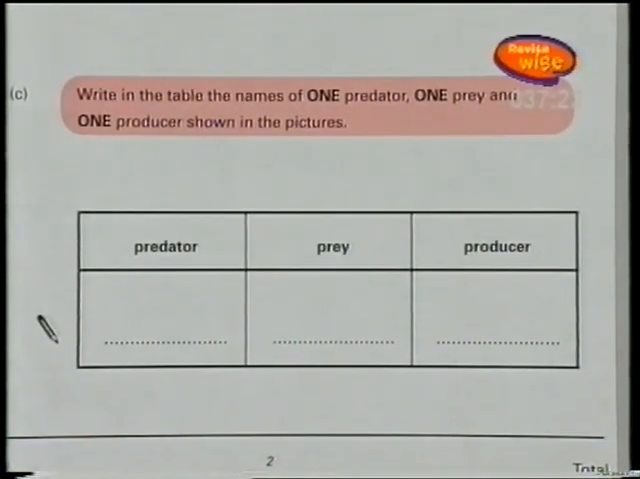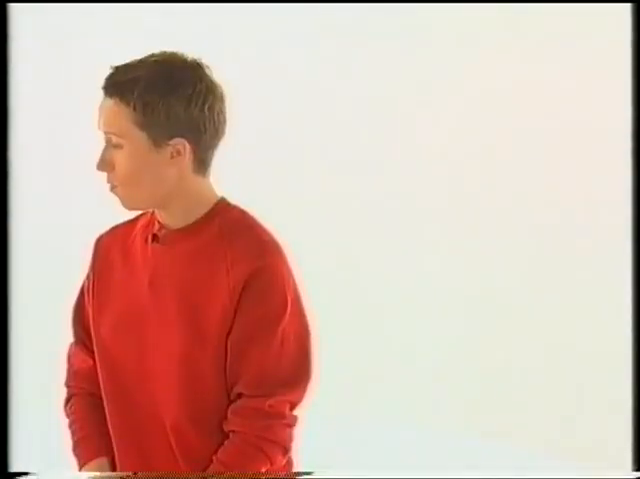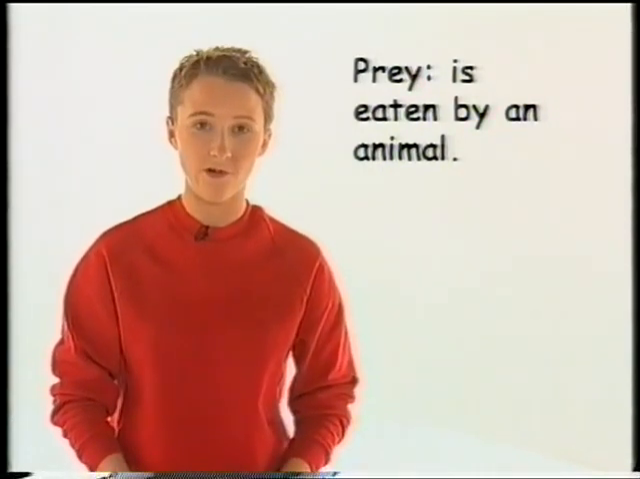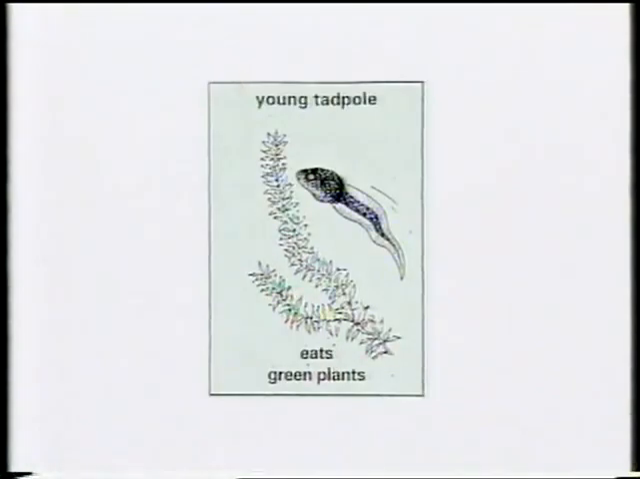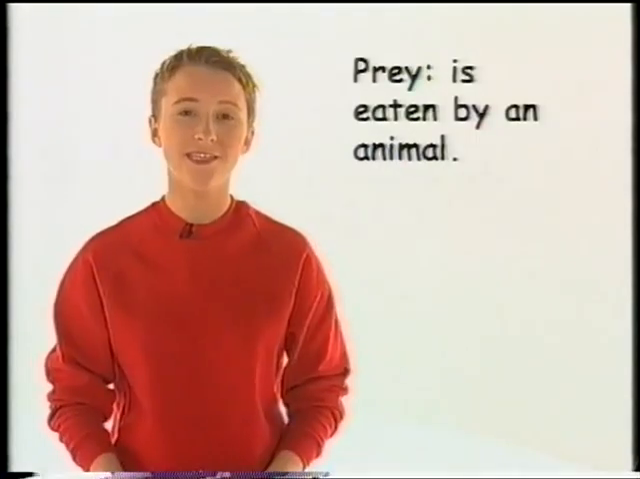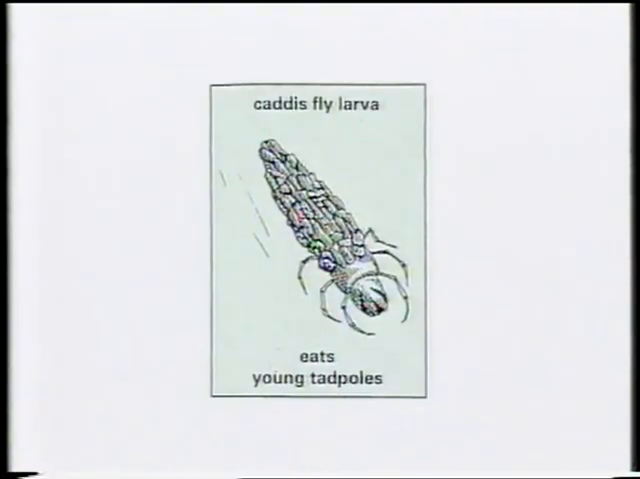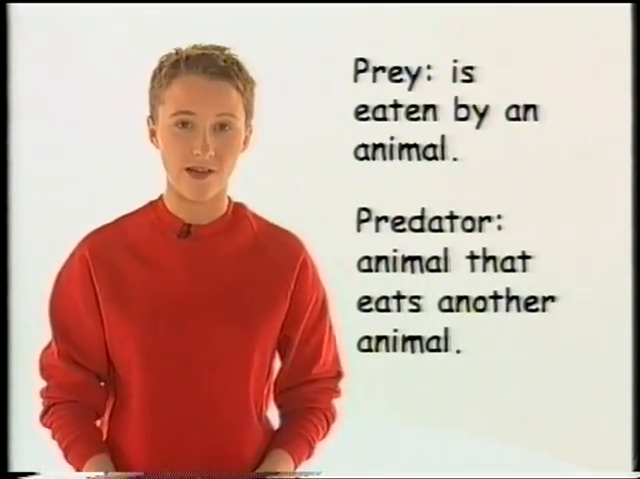Right. Write on the table the names of one predator, one prey, and one producer shown in these pictures. Well, I know about the producer, that's the green plant, but what about the prey and the predator? Well, a prey is an animal which is eaten by another animal. So here it will be the tadpole. And a predator eats another animal. So here it would be the caddisfly larvae or the great diving beetle larvae.